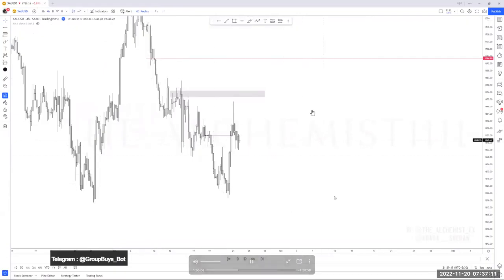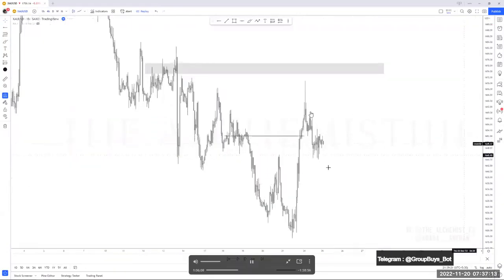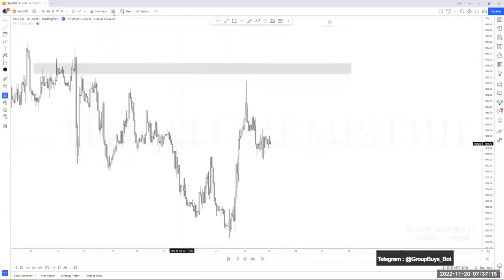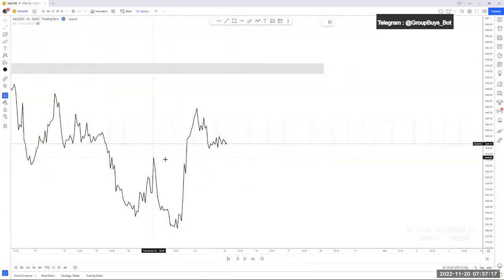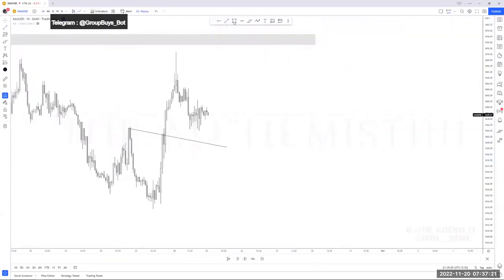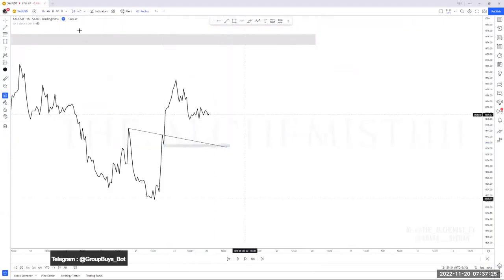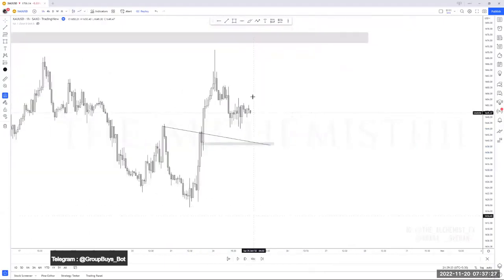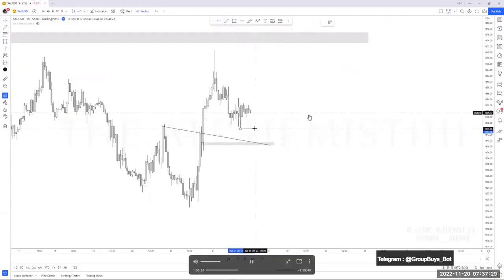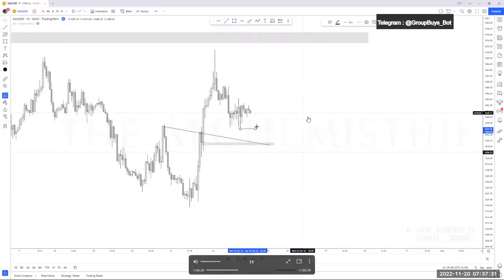So I'll quickly show you how I bought it. I showed it to you already, I think. Trend line and a support. A trend line, a support, Asian lows liquidity. So extra confluence: Asian lows liquidity, timing, and all that stuff.